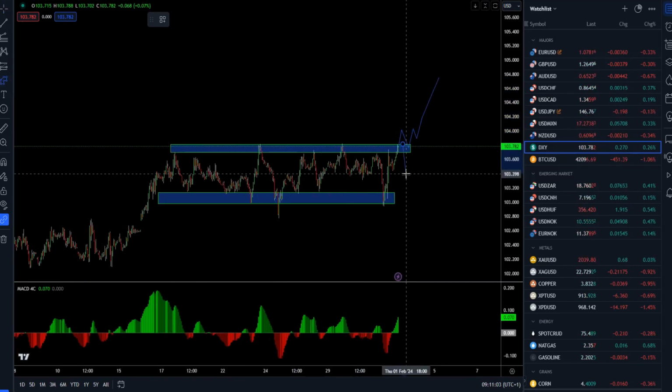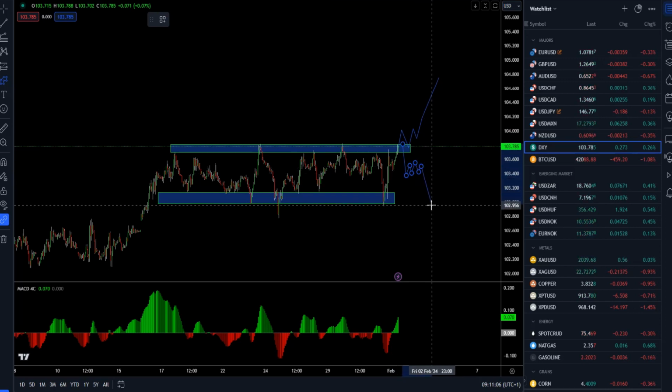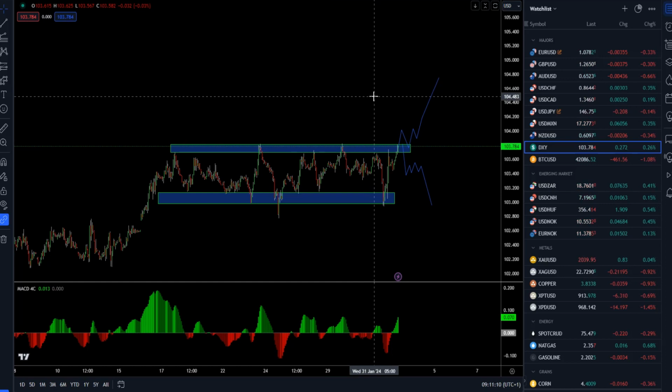In case of the rejection and then hold below, there is a chance for rotation back into the support zone towards the 102.95.